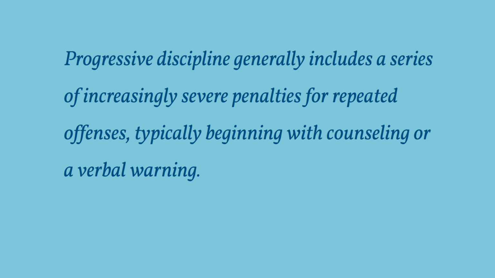Progressive discipline generally includes a series of increasingly severe penalties for repeated offenses, typically beginning with counseling or a verbal warning. Discipline escalates to written warnings, suspension, and ultimately termination. Such procedures also help to ensure uniformity and consistency in the administration of disciplinary action, and thus minimize exposure to discrimination claims. It's important to craft a system that ensures managers and supervisors have the flexibility to implement progressive discipline based on the seriousness of a particular issue at hand.